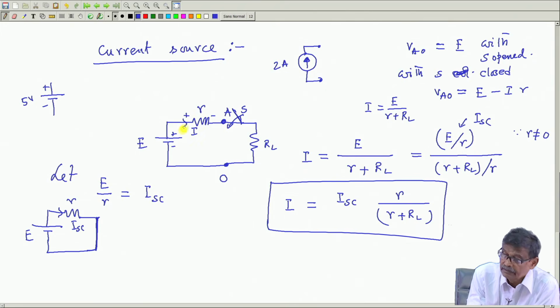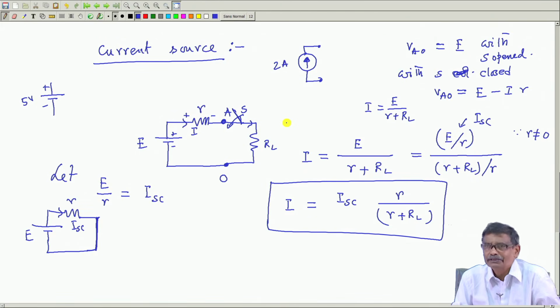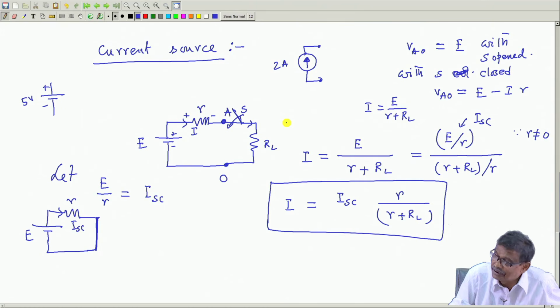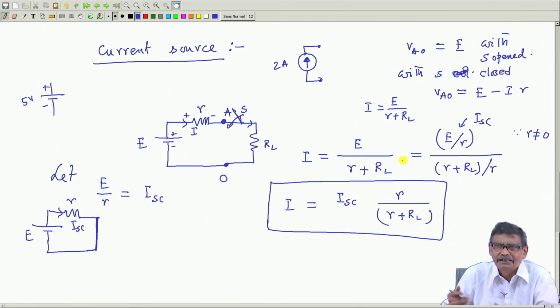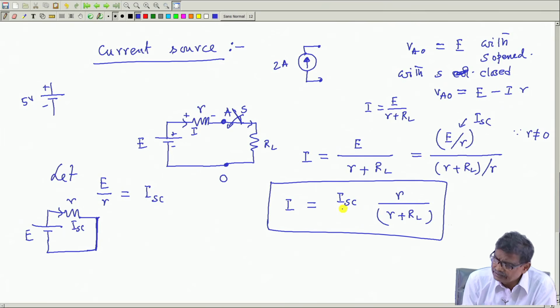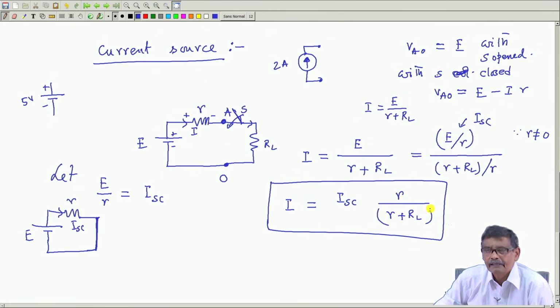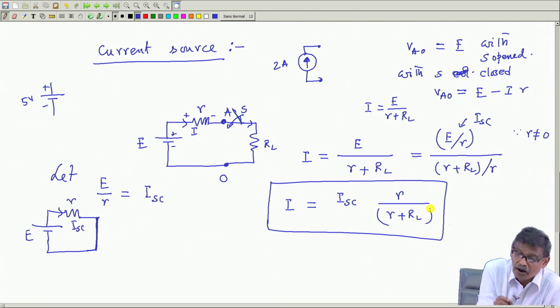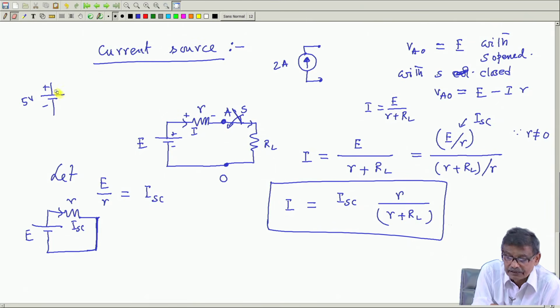Is it? This is my actual circuit I was doing, but somebody says okay, that is fine, you are satisfied with this one, but he thinks somewhat ahead, thinking that okay, this can also be written like this, ISC times r by r plus RL. Acha. Now, this point you just try to listen carefully, the next course of argument.